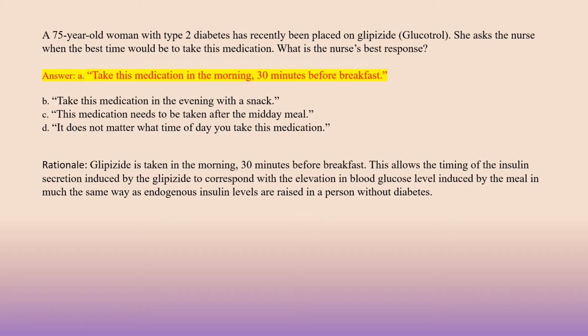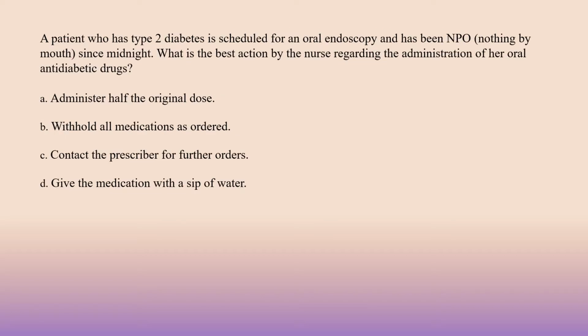A patient who has type 2 diabetes is scheduled for an oral endoscopy and has been NPO, nothing by mouth, since midnight. What is the best action by the nurse regarding the administration of her oral antidiabetic drugs? A. Administer half the original dose. B. Withhold all medications as ordered. C. Contact the prescriber for further orders. D. Give the medication with a sip of water.